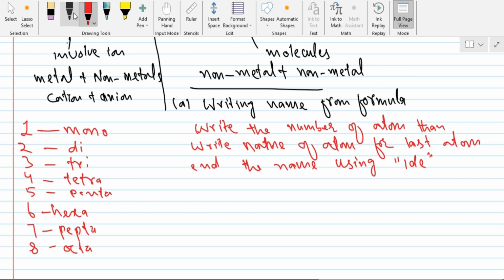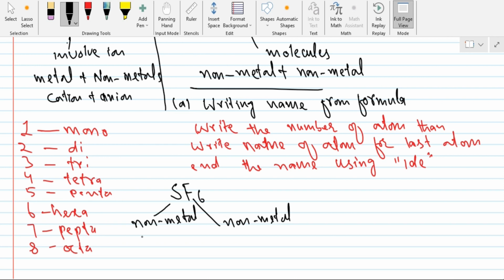Now I'm taking an example so that you can easily understand what that means. For example, I'm writing SF6. This is a molecule. First of all, you recognize sulfur is a non-metal, present on the right side of the staircase. Fluorine is also a non-metal, so whenever you observe a combination of non-metals, this is a covalent molecule, and we must follow the rules of covalent formula making.